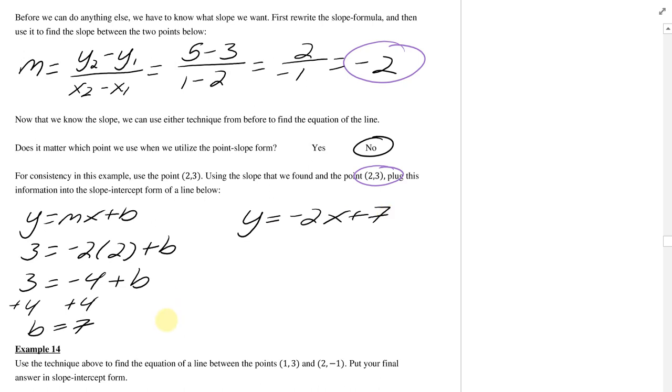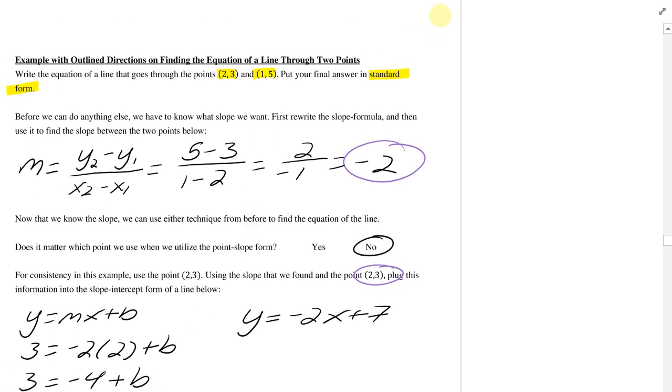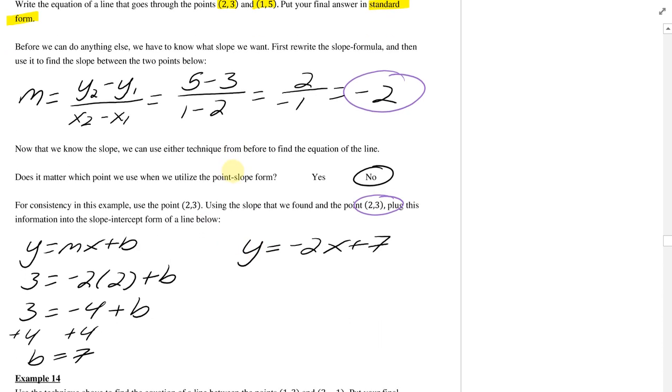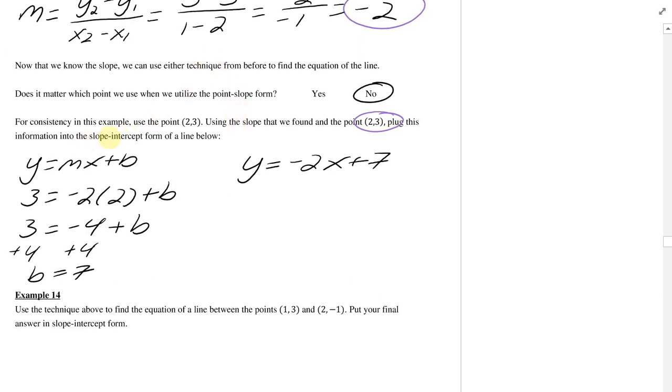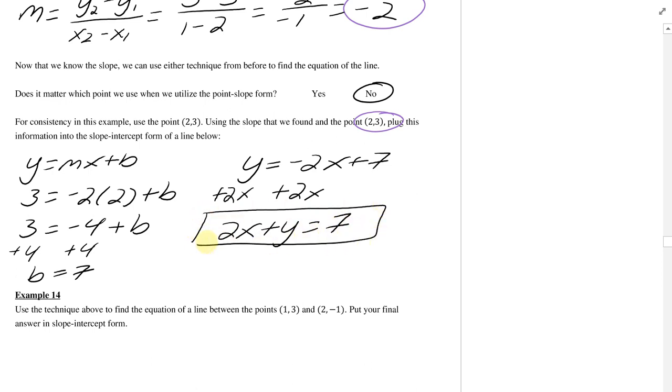So this is the slope-intercept form. Although the final answer here actually asks for standard form. So here's the slope-intercept form. I just realized I have 2 misleading directions. This one says slope-intercept form. Above it says standard form. So we'll do both. You know, we're overachievers. So this is 2x plus y equals 7. So there would be our answer.